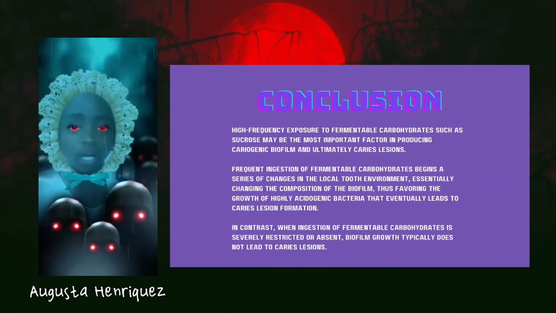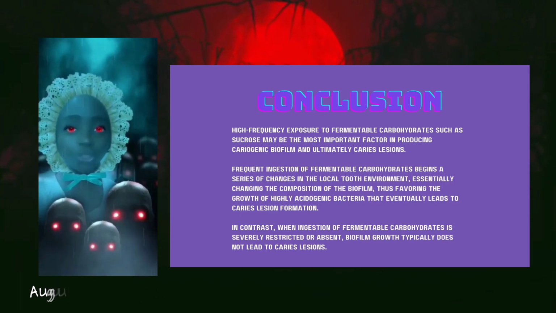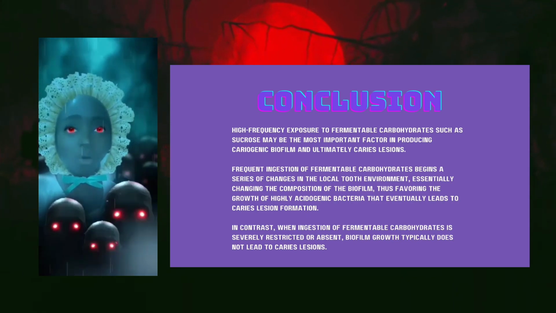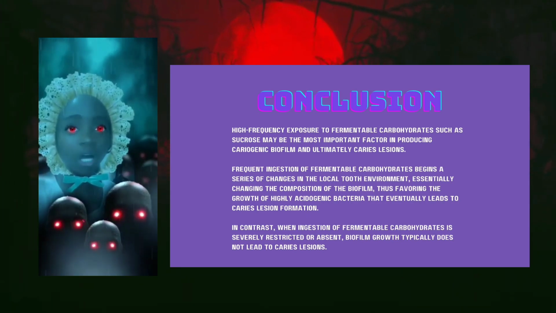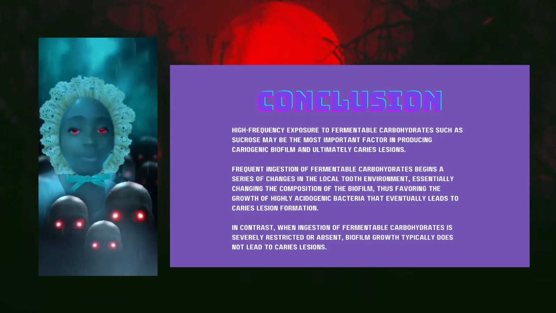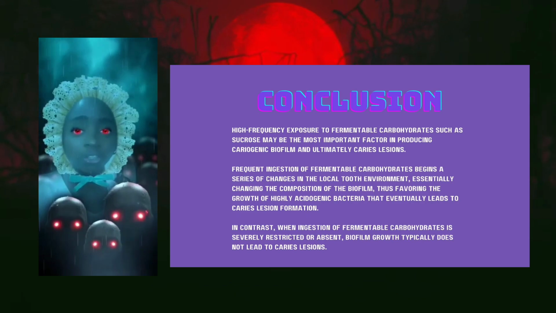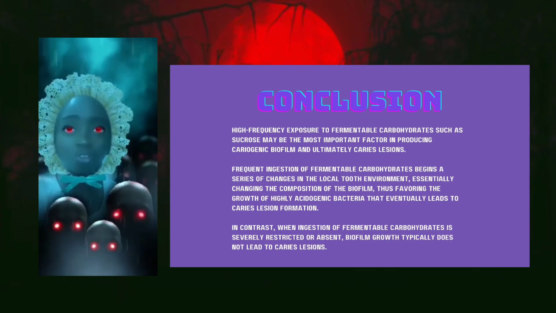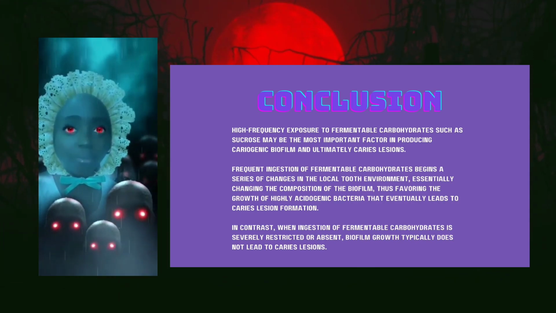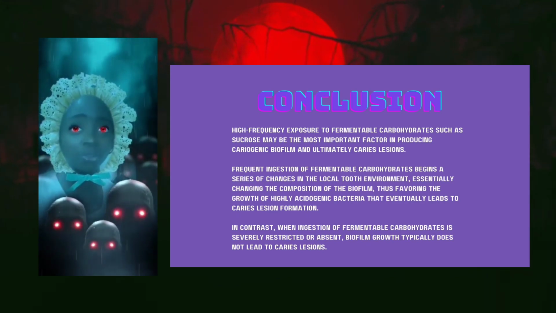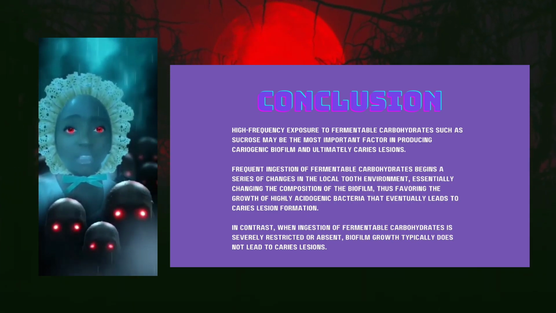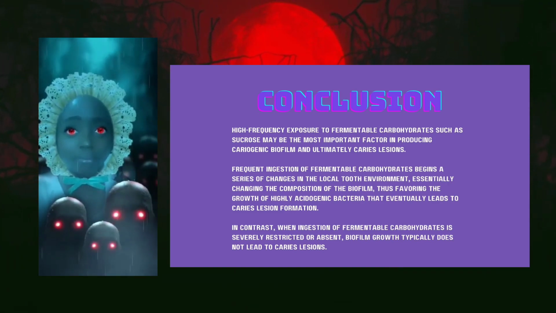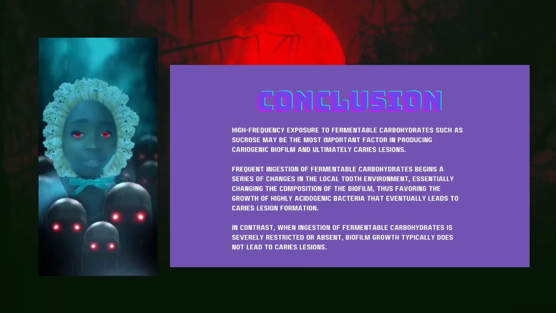In conclusion, a high-frequency exposure to fermentable carbohydrate, such as sucrose, may be the most important factor in producing cariogenic biofilm and ultimately caries lesions. The frequent ingestion of fermentable carbohydrate begins a series of changes in the local tooth environment, essentially changing the composition of the biofilm, thus favoring the growth of highly acidogenic bacteria that eventually leads to caries lesion formation.